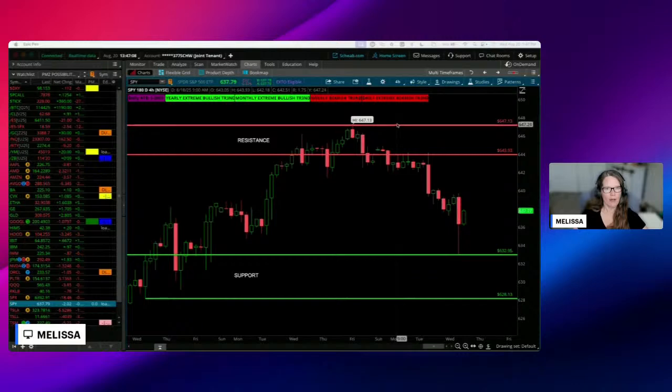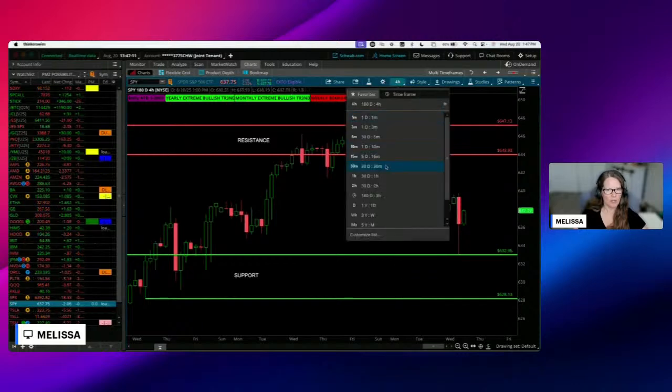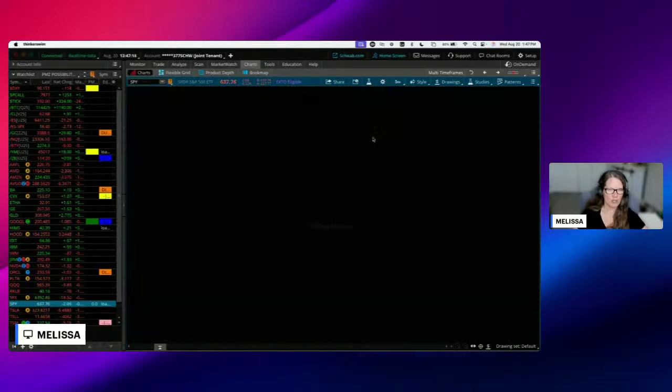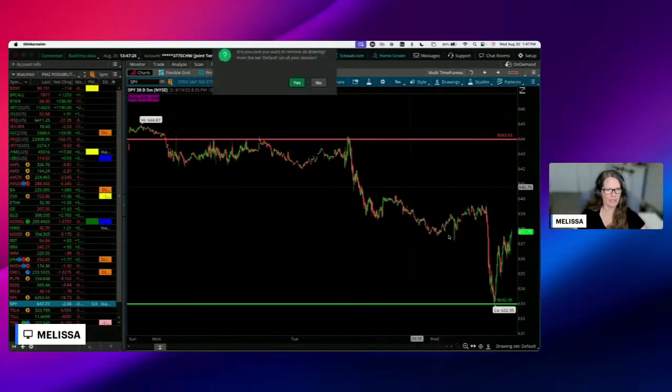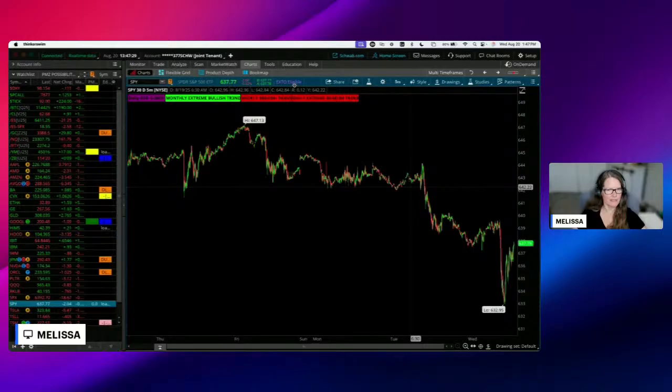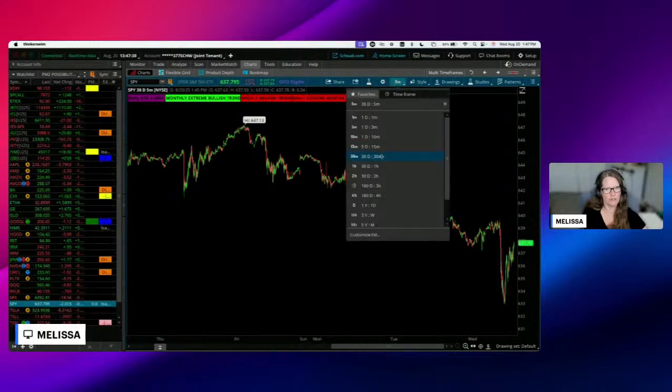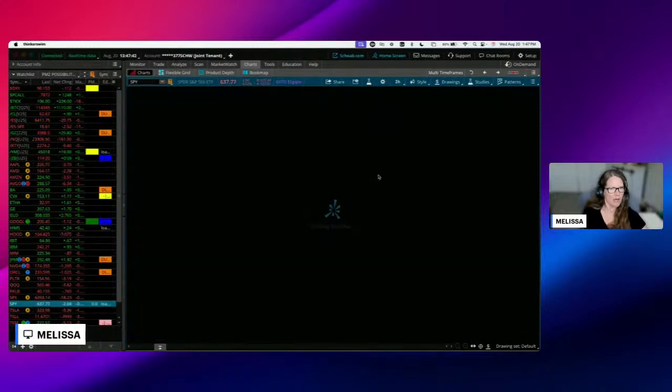Okay, so now I want to move to a smaller time frame. I like to day trade off of a 5-minute chart, but I am not going to put my support and resistance based on a 5-minute chart. Now I'm going to take those support and resistance levels off because I don't use a 4-hour support and resistance to day trade a 5-minute chart. I like to use a 2-hour, sometimes a 1 hour to find my support and resistance areas.